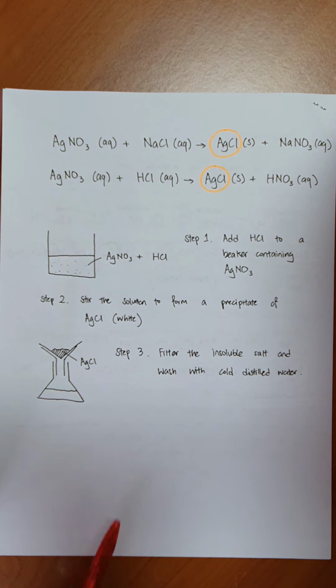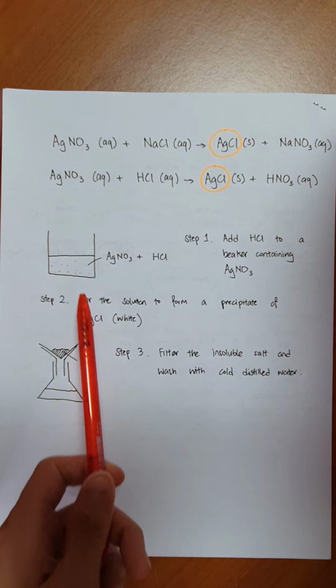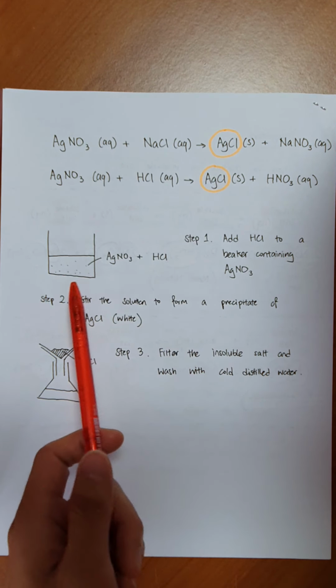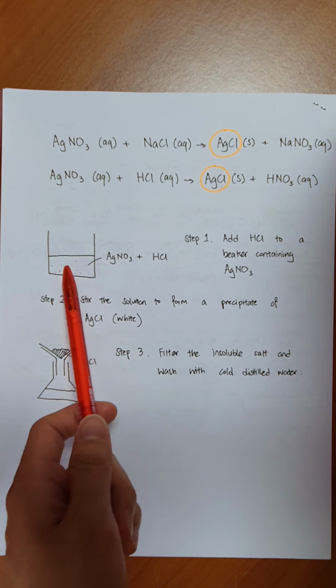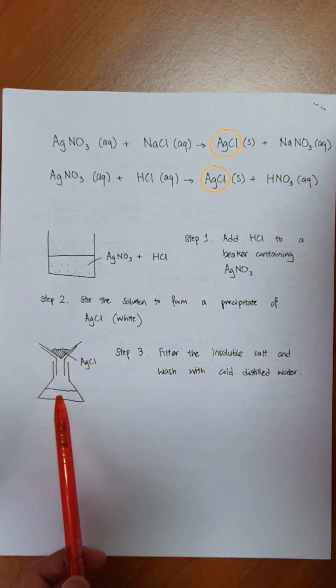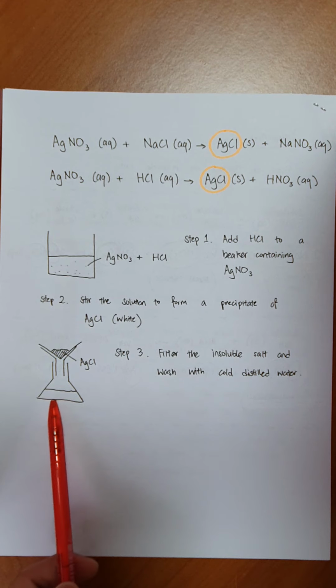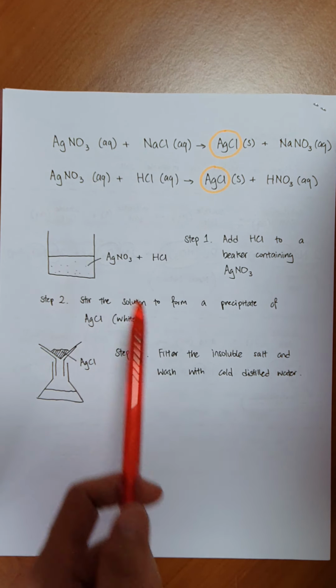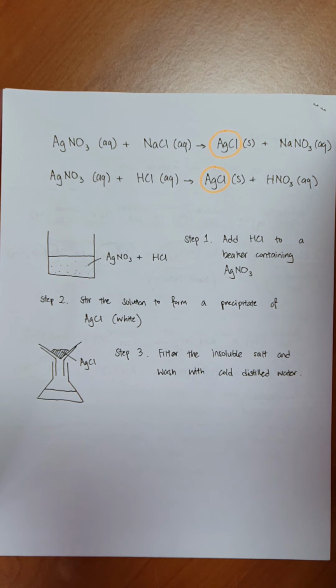Okay, so as usual with the other two, you just add hydrochloric acid to a beaker containing silver nitrate here. So there's a reaction. Then after that, what you do is you just filter it. Okay, during this reaction you already notice a precipitate forming. That is the insoluble salt of silver chloride. After that you just filter it and then you get what you want already.